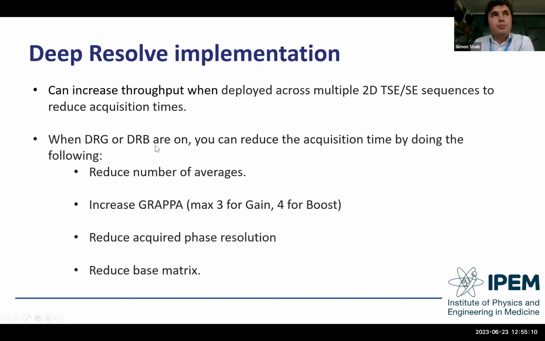So how do you do it when you deploy it to increase your patient throughput? Well, once you've turned it on, you then need to accelerate your imaging. So you could potentially reduce the number of averages, increase GRAPPA, again, for maximum probably 3 for Gain and 4 for Boost. You then can reduce your phase resolution and your base matrix as well, particularly if you're using Sharp. You don't need to acquire so many, your base matrix can be a bit smaller.